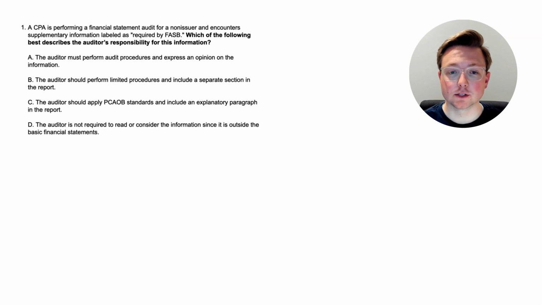Which of the following best describes the auditor's responsibility for this information? Okay, let's go up to the top. A CPA is performing a financial statement audit for a non-issuer and encounters supplementary information labeled as required by FASB. Which of the following best describes the auditor's responsibility for this information?